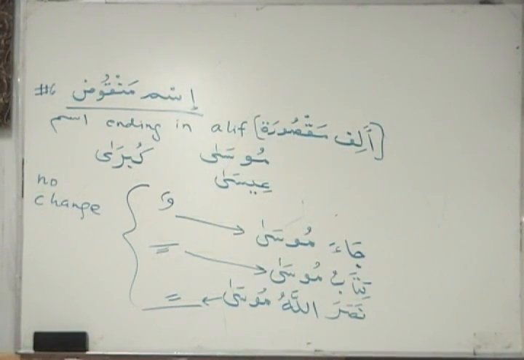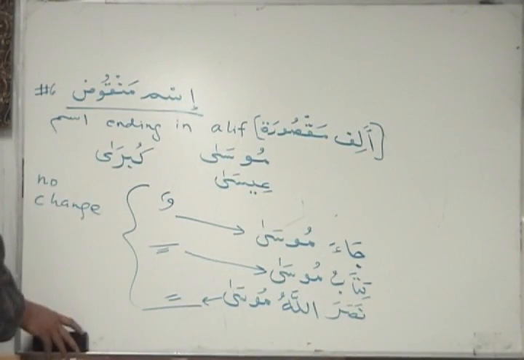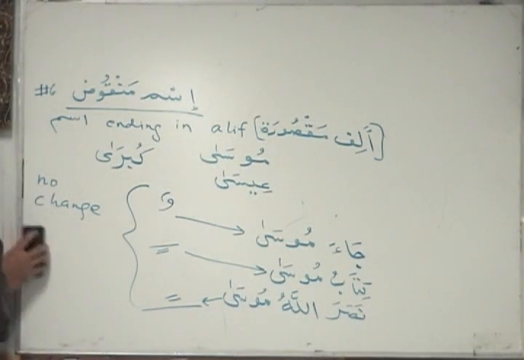This is the next category. Any questions about this one? This is very easy because it doesn't change. So you don't have to worry about it. If you say Musa, no matter what happens, you say Isa, Musa, Kubra. As long as you see the alif at the end, this is what you do. No change.